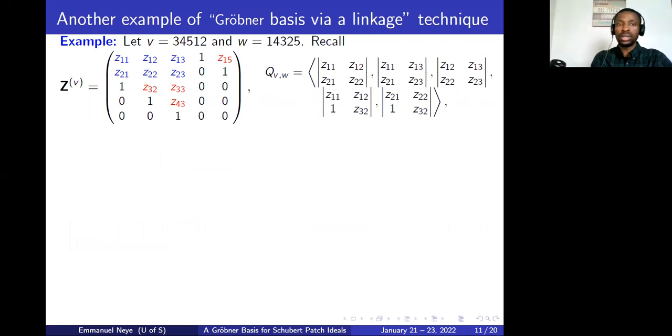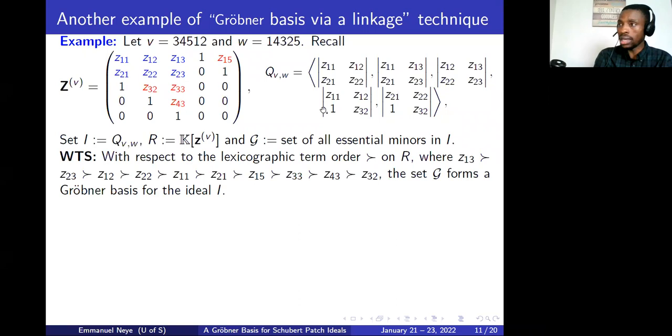Okay, so let's see another example of this technique that I explained earlier that I used for the ideal of maximal minors. Now this time I want to use this technique on a Schubert patch ideal. So here, this is the other example I did the other time. You recall with these permutations, I have the specialized generic matrix here, and this was the ideal we had the other time. So here we set I to be this ideal, R to be the coordinate ring coming from this matrix, and G to be the set of all essential minors in I.